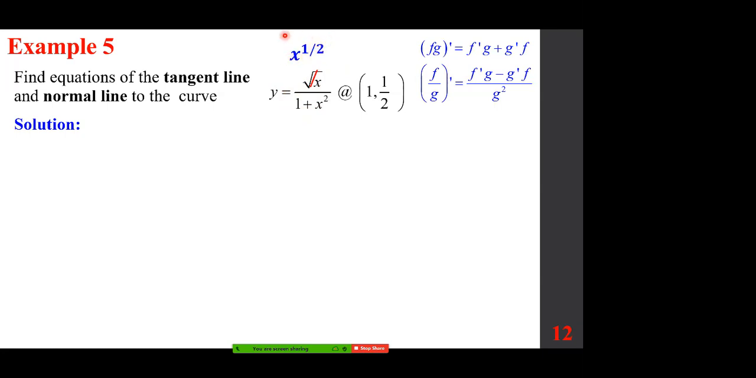1/2 sits in front, x to the power of 1/2 minus 1, or negative 1/2, times the bottom, minus the bottom's derivative, which gives you 2x, times the top. And just write the bottom squared. So I hope you realize that we are done with calculus. Now, there's a lot of algebra involved, but we are practically done with calculus.